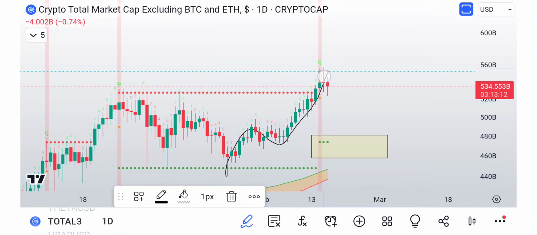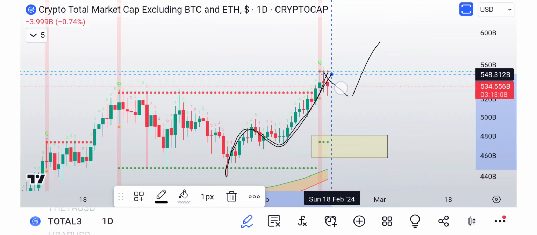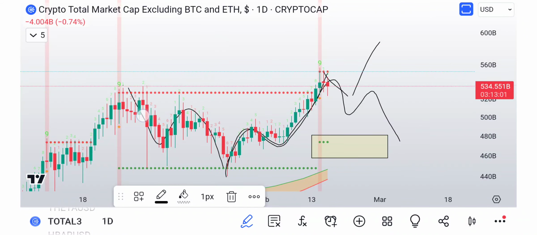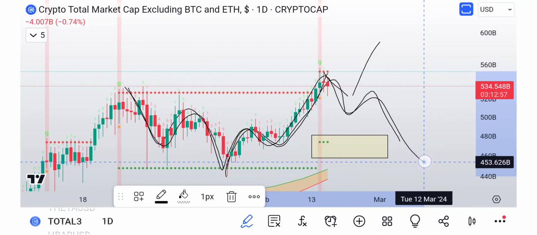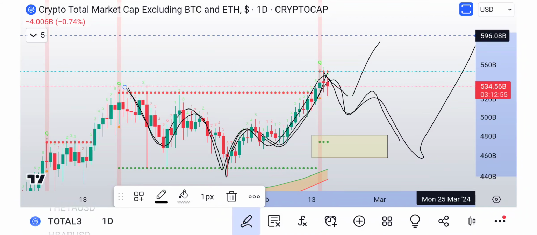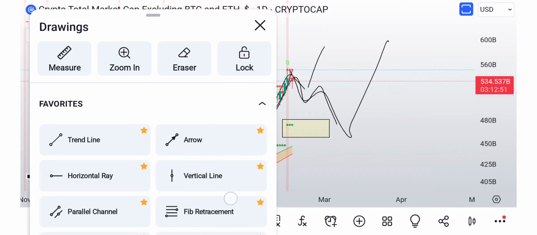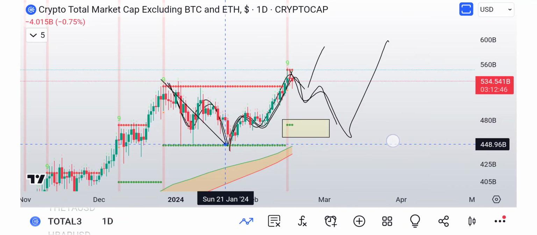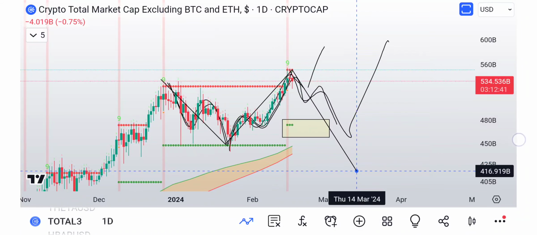So the question is, is it a pullback and a continuation, or is it an ABC and then another ABC down, right? So then that would be what? One ABC, or sorry, WXY, WXY, WXY. And then we go, right? And what that could be is what? Or even an ABC. If you look at it from a flat perspective, this could be another flat. So we have this move up, we have this move down, and we can come all the way down.